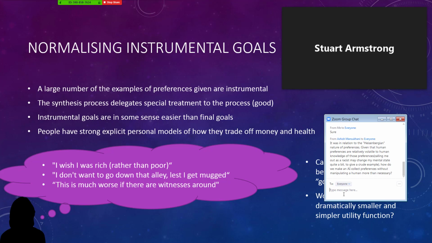Okay, I'll read out the question. Oh, well, people can see it anyway, but I'll read it out anyway. It was in relation to the Heisenbergian nature of preferences. Given that human preferences are relatively volatile to human knowledge of those preferences, calling me out as a racist may change my mental state quite a bit, to give a crude example. How do we make an AI collect preferences without manipulating a human more than necessary?